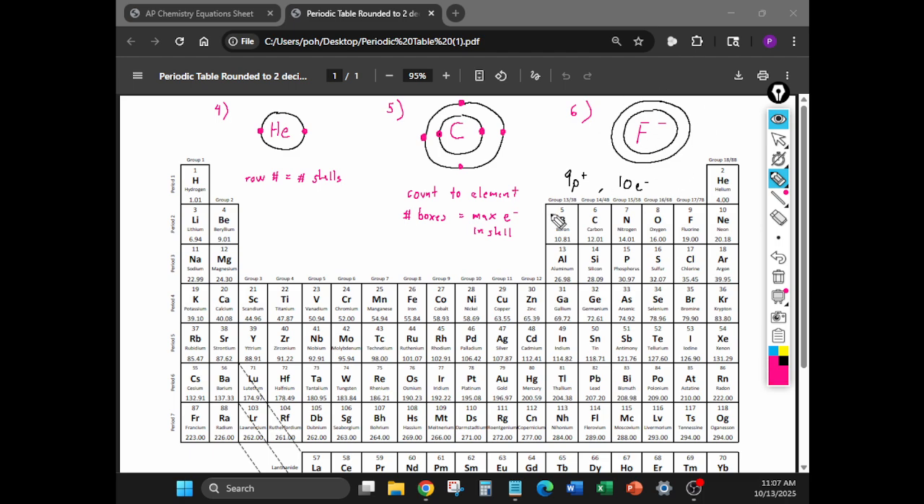So same rules from here. The first row has 2 boxes, so 2 electrons in the first shell. And then we're going to have to draw the remaining electrons. So we drew 2 of them. That means we have 8 left. So that means F minus is going to have 8 valence electrons. 8 electrons in the final shell.